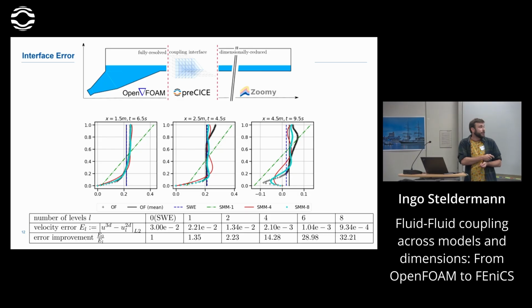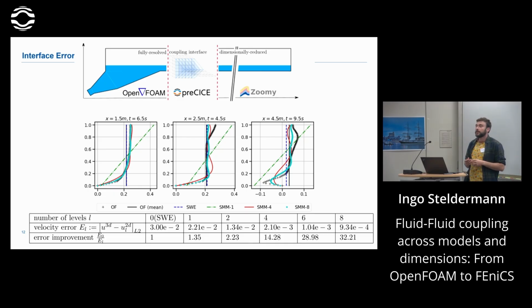But then let's look at the errors at the interface. We can compute the errors here, and from shallow water, we have on the order of 10 to the minus 2 in this example. By using a shallow moment model, that's what I'm doing, of level 8, so you have a polynomial basis up to 8, you can get up to 10 to the minus 5. So you can reduce this interface error.